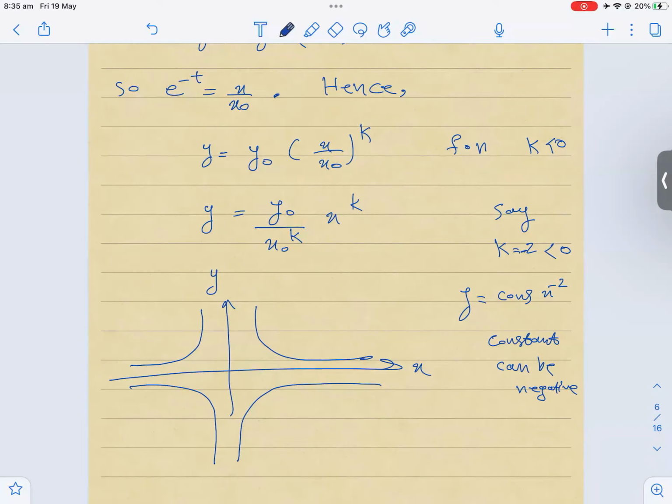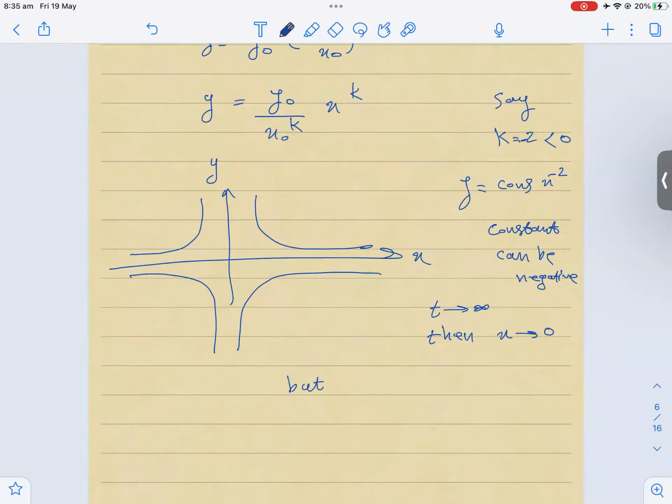Now, about the rays, we see that as time flies, t going to infinity, x goes to 0 as before, but y with this y0 e to the minus kt, k less than 0, tends to positive infinity. So this means the rays will be like this.